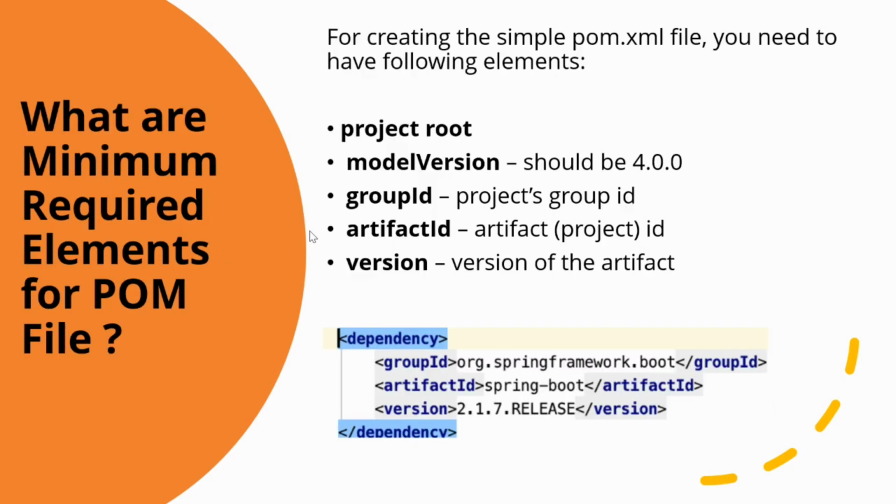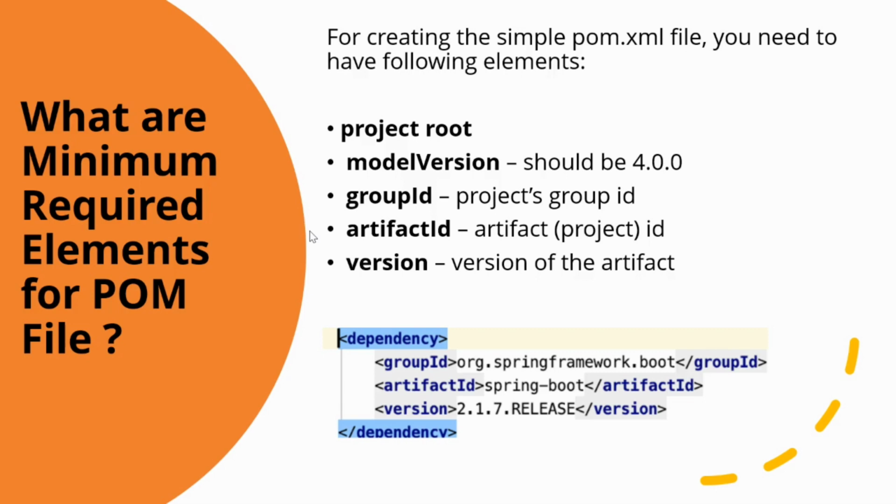Another question that is asked in reference to POM file is, what are the minimum required elements for the POM file? So for creating the simple pom.xml file, you need to have the following elements: project root, model version, group ID, artifact ID, and the version. Let's talk about them one by one. The project root is the root element of the pom.xml file. Model version is the sub-element of project. It specifies the model version and it should be set to 4.0.0.